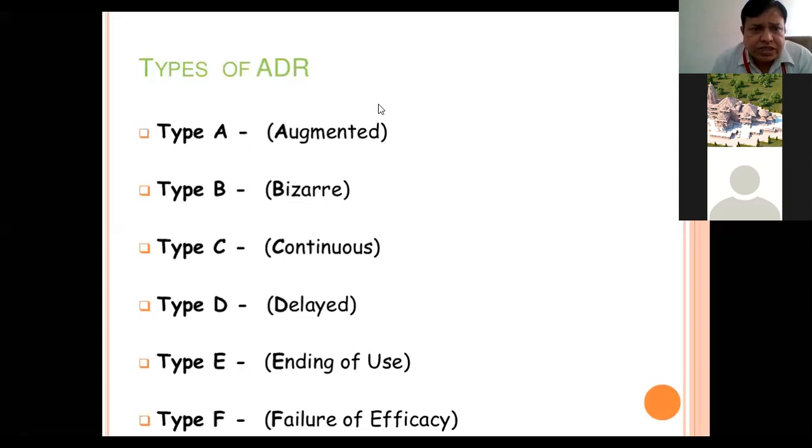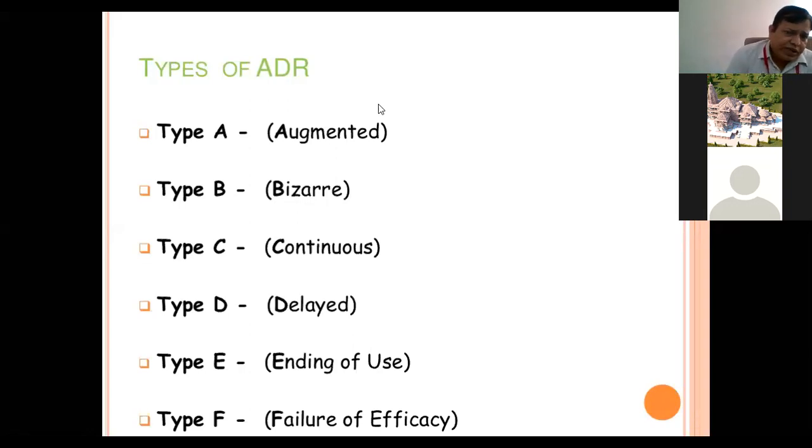In the slide you can see the six types given here. Type A, that is augmented. One by one we will see all these types in detail with examples. So you just write down the types of drug adverse reaction. First, augmented means that it is predictable; we know that this type of reaction we will face.